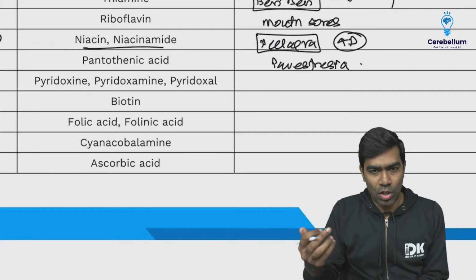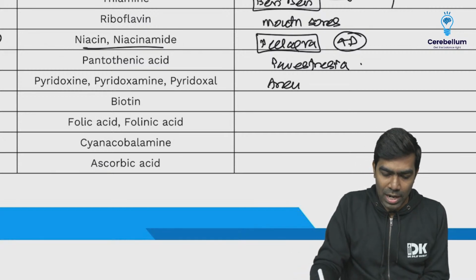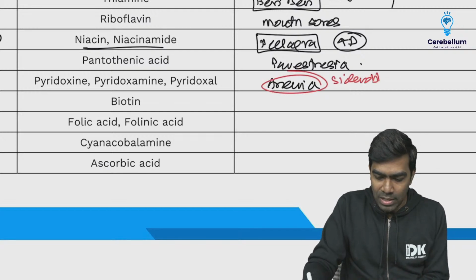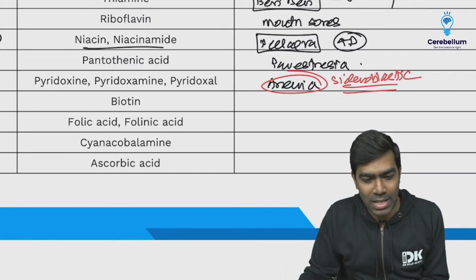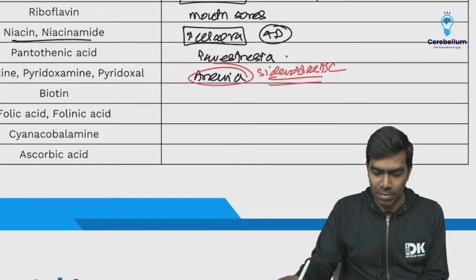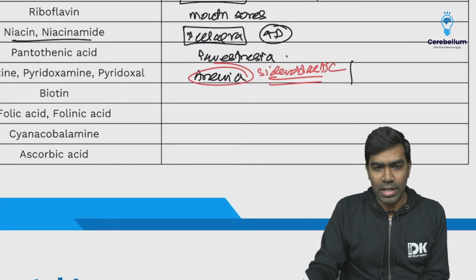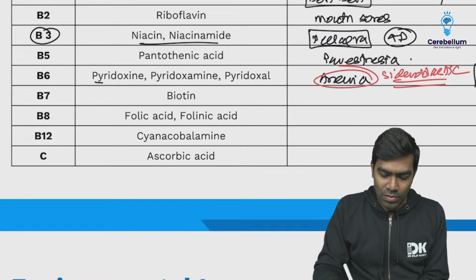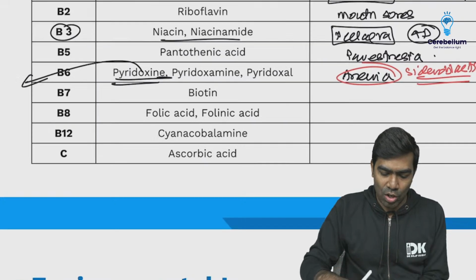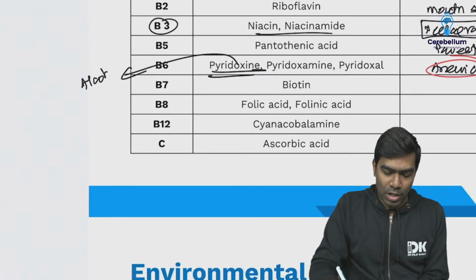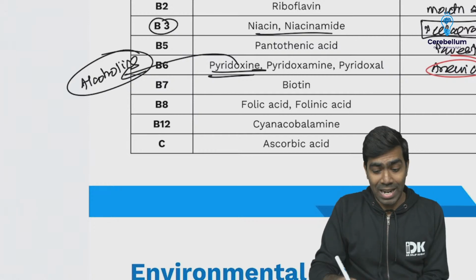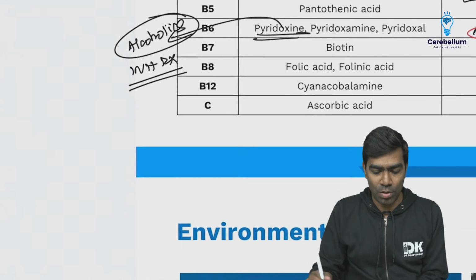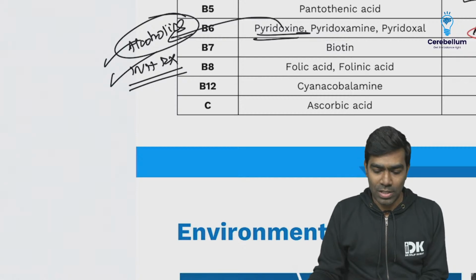And B6 is pyridoxine. We all know that pyridoxine deficiency can produce anemia. What type of anemia is it going to produce? It's going to produce sideroblastic anemia. Apart from that, it can also produce peripheral neuropathy. When you suspect pyridoxine deficiency, you have to suspect it in alcoholics, number one, and people who are taking isoniazid treatment for tuberculosis. For them also, pyridoxine deficiency is very, very common.